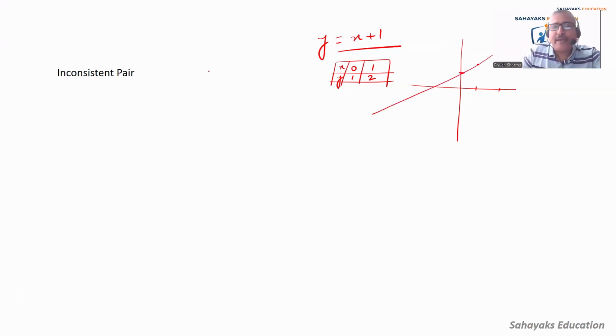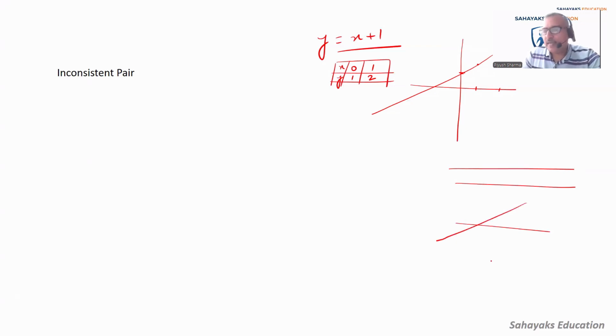So when we talk about a pair, we are talking about two lines. When we're talking about a pair of equations, that means we are talking about two specific lines on a two-dimensional plane. So when we're talking about two different lines, there are three ways in which the lines can occur. Either the lines will be parallel, either the lines will be intersecting, or the lines will be lying on top of each other.